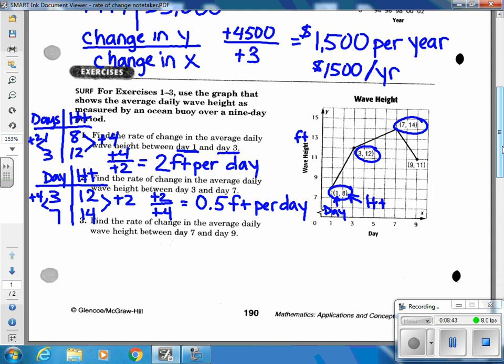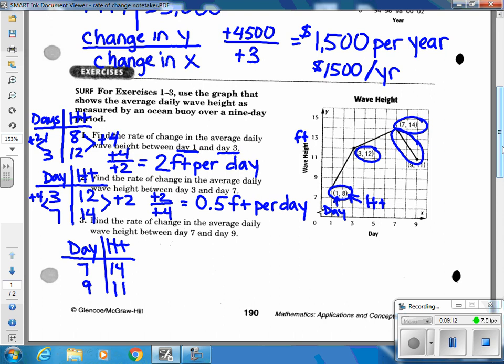Right? Now number 3 says find the rate of change between day 7 and day 9. So again, same table setup of days and height. This time we're using day 7 and day 9. Okay, and if you look, day 7 was 14 feet tall and day 9 was 11. Now if you do some observing from your graph, you notice that at this point of the graph, things aren't going uphill anymore. Now they're going downhill. They're decreasing. So anytime something decreases in math, that's where the negative sign pops up.